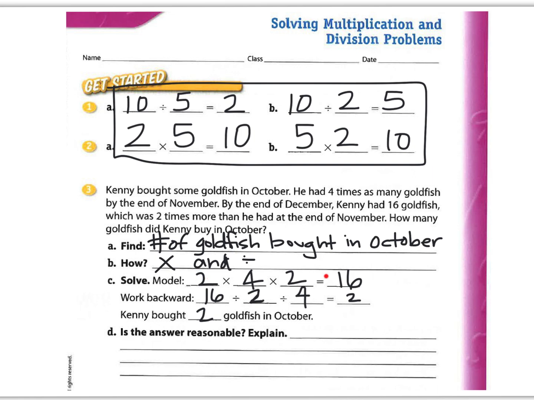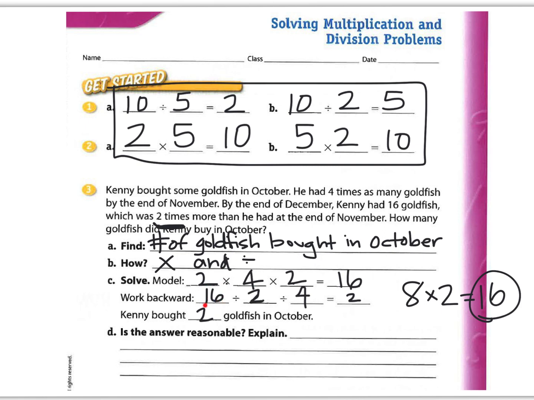So if we think about it, he had 16, which was 2 times more than he had at the end of November. So if he in October bought 2, and then he had 4 times that many, so 2 times 4 is 8. Well then times 2, because that's 2 times more in December, that would be 16 for his total. So if we look here in the model, we do 2 times 4 is 8, 8 times 2 is 16.